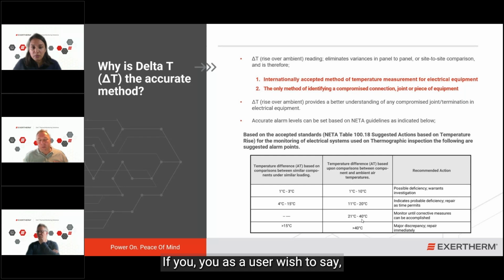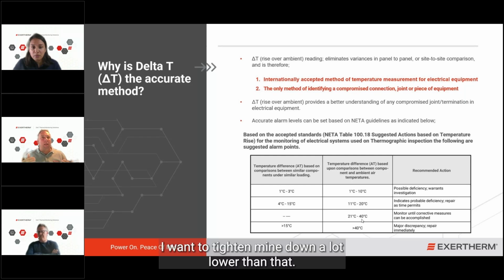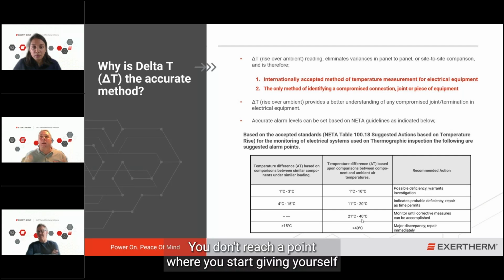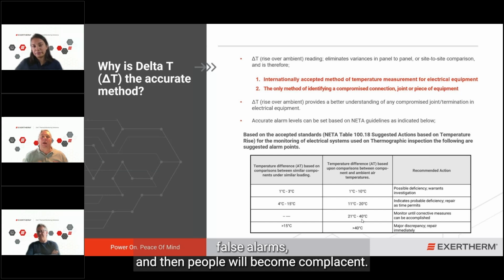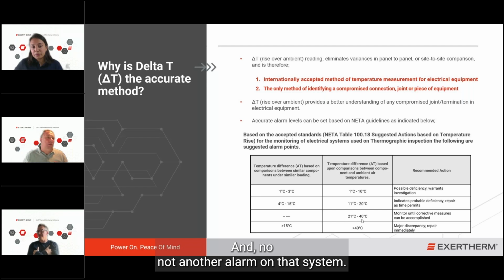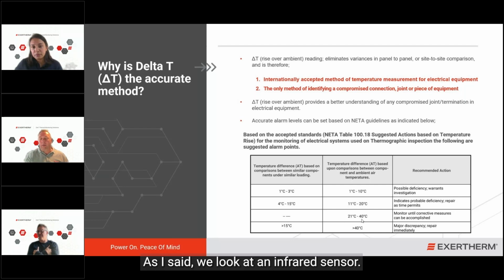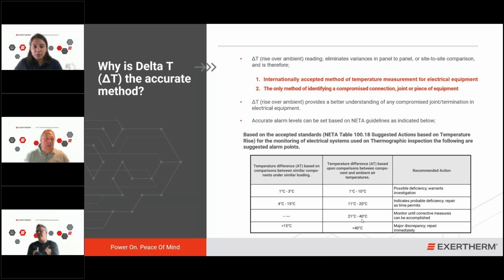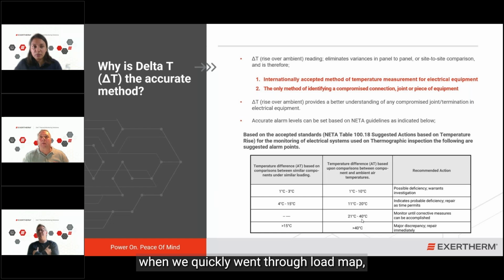If you as a user wish to say, I want to tighten mine down a lot lower than that, just be careful you don't reach a point where you start giving yourself false alarms, and then people will become complacent and say, oh God, not another alarm on that system. So ensure they're realistic. Based on this table, as I said, we'll look at an infrared sensor. Let's put a warning around that 30 degrees C, critical at 40.